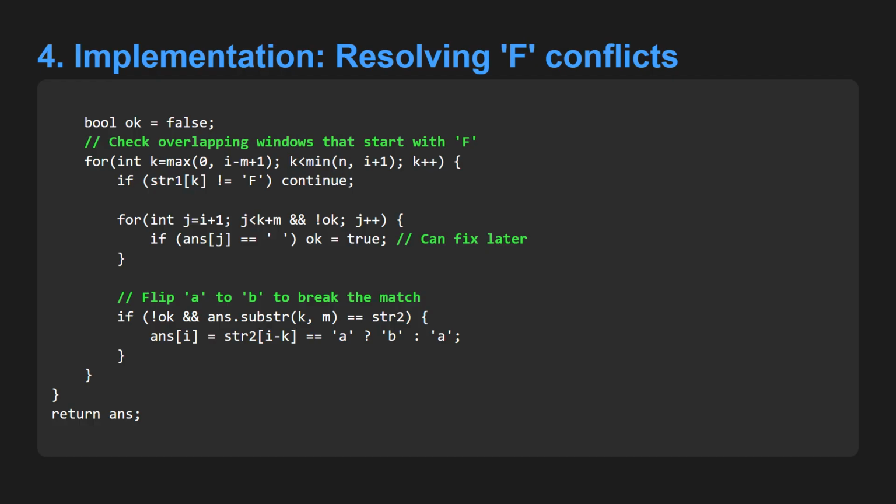Now, inside that same loop, we perform a quick look around to verify if this inadvertently creates an exact match for any F conditions. If it does, and there are no other empty spaces left in that window to fix it later, we just change the A to a B. This flip is guaranteed to break the match and remains optimal.